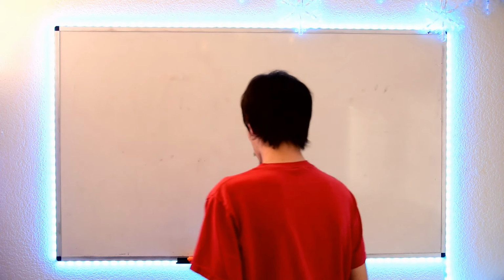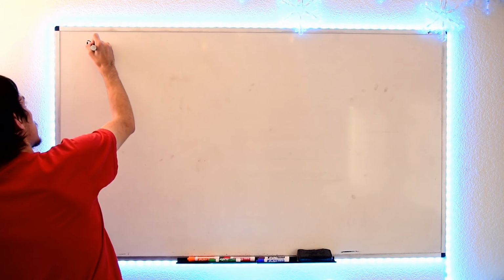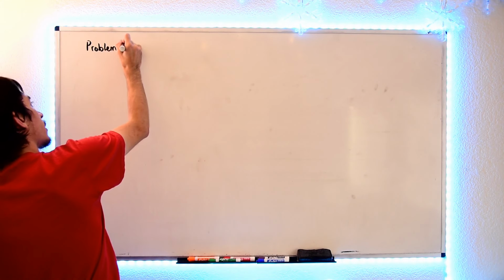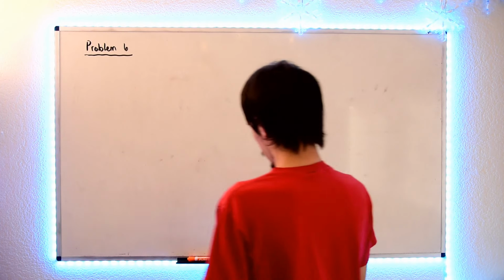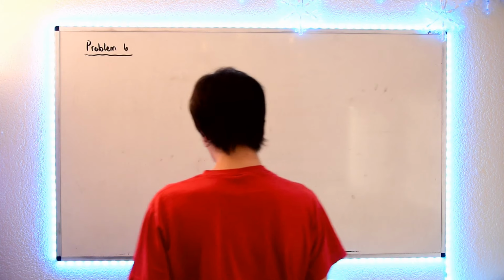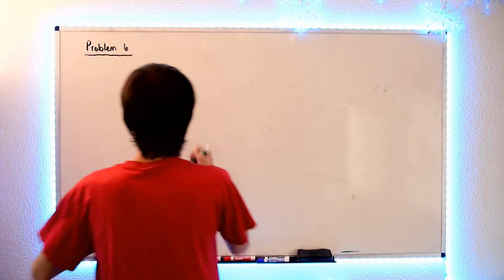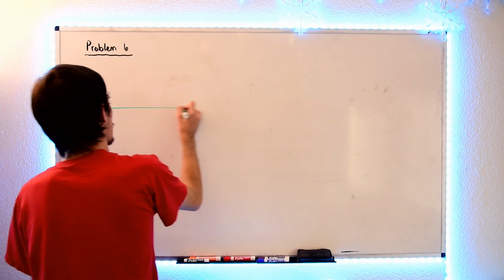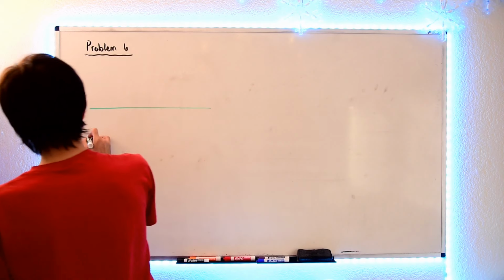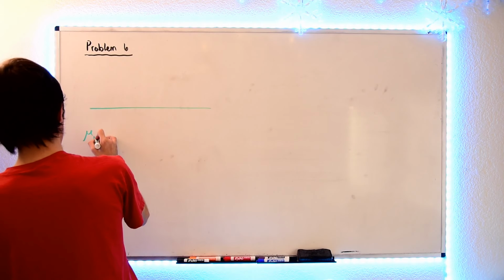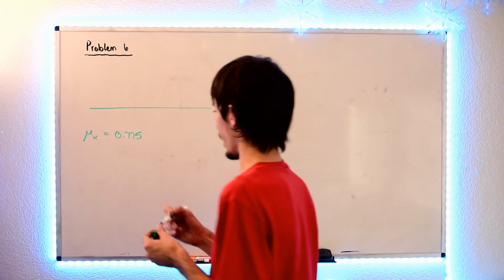Okay. So, problem 6. The things that were given is, let's say we have this horizontal ground. It's quote unquote rough, so there is friction. The coefficient of kinetic friction is 0.775.